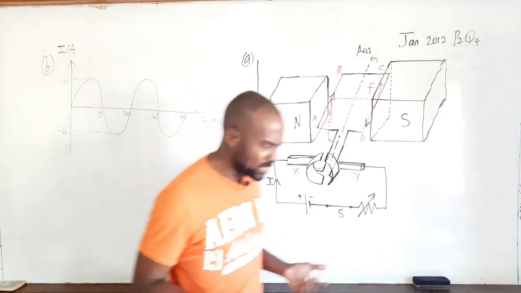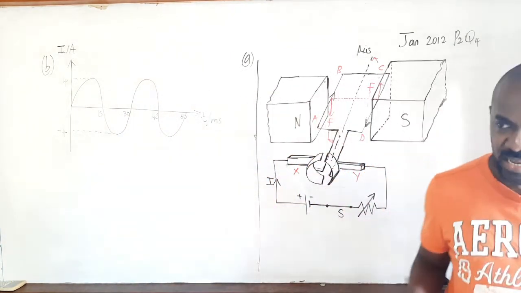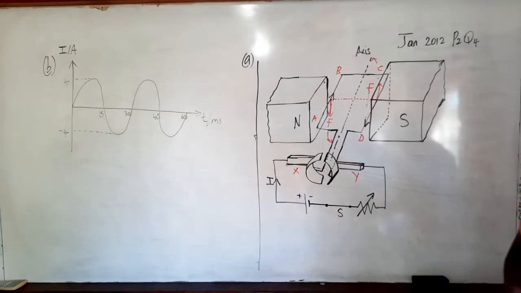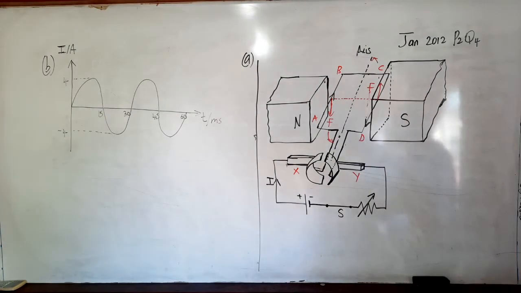Right? So that is basically how the coil is able to rotate, and of course continue rotating in the same direction. So that was part A of the question.